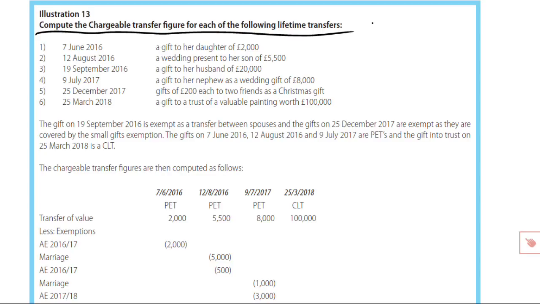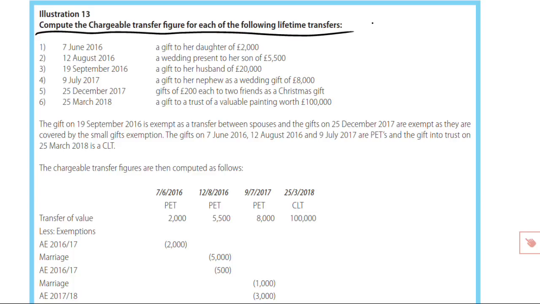A transfer into a trust, that is a CLT. What does that mean? It enters into two computations. Firstly, at the time, for that tax year, lifetime transfers chargeable when made. And if sadly the donor dies within seven years, the lifetime transfer is chargeable on death. And then basically any other gifts made in lifetime are potentially exempt transfers. They have no immediate IHT liability and will only be chargeable.